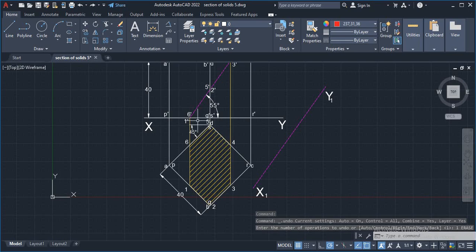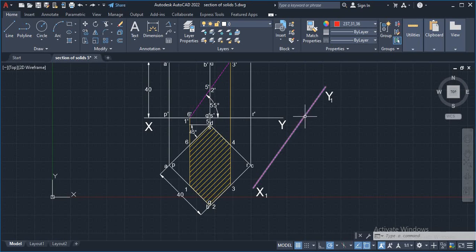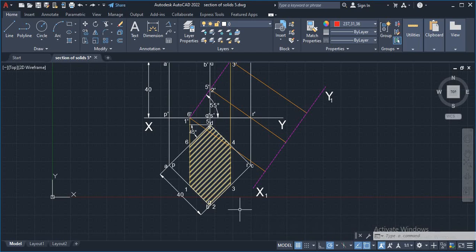Now draw projection lines from the points 1 dash, 2 dash and 3 dash up to the x1 y1 line. The lines should be 90 degree to the cutting plane and the reference line x1 y1. You can see, so it will be 90 degree to the x1 y1 line and 90 degree to the cutting plane.